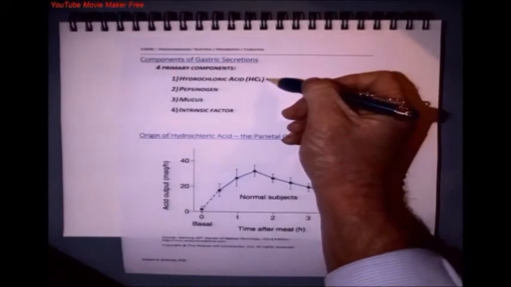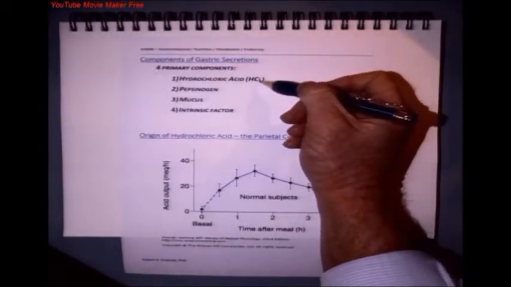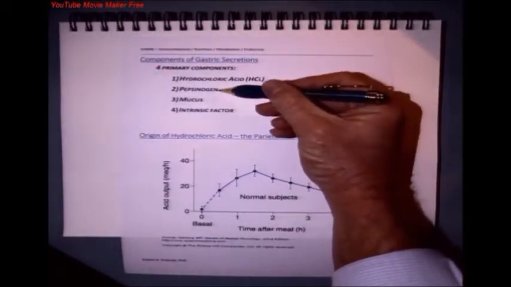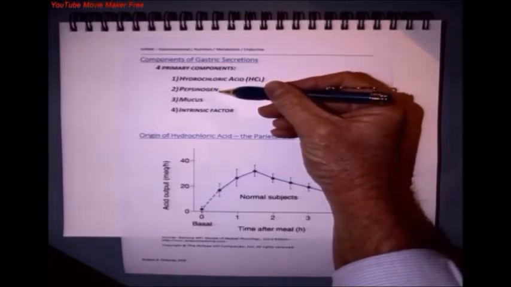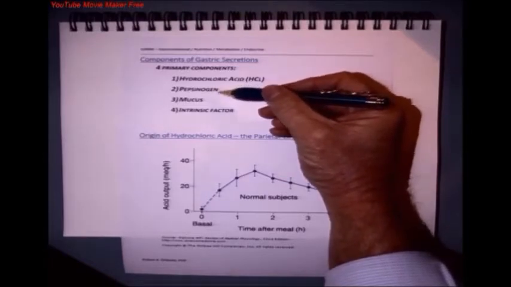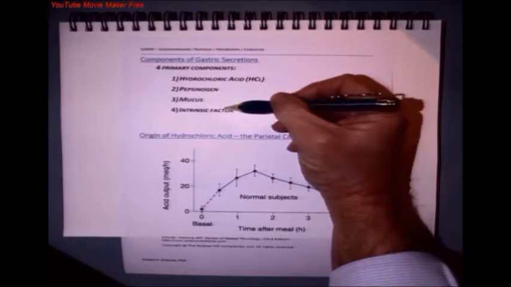First one we're going to talk about is hydrochloric acid, HCl. Second one, pepsinogen, which is going to be the precursor to our digestive protease. Mucus, to protect the stomach. And intrinsic factor, which is a factor required for vitamin B12 absorption.